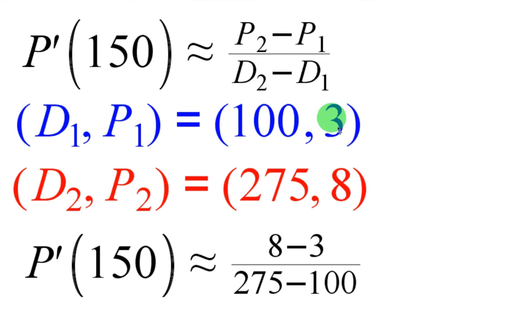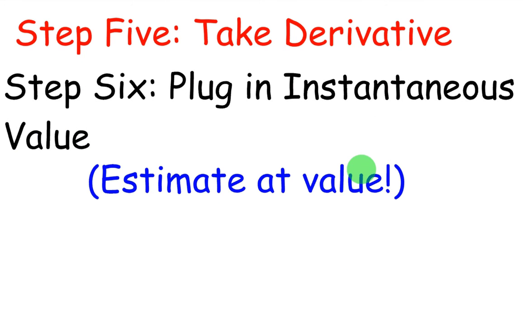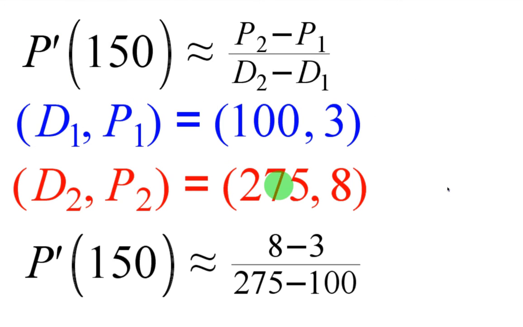So the points that I chose were (100, 3) and (275, 8). I did choose the value before and the value after. I'll go ahead and just point those out. There's a reason I do that. It has to do with making sure the tangent line exists at that point, that there are values before and after. Because with a square root function, for example, there are no values before 0 and that kind of thing.